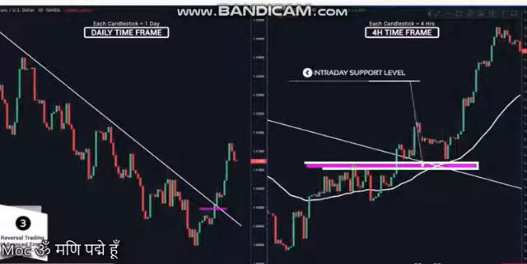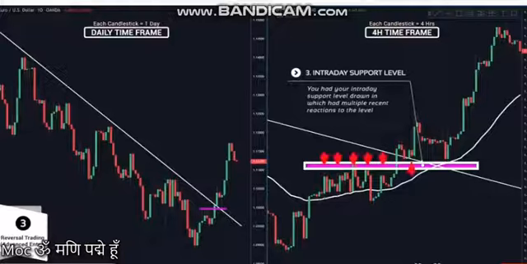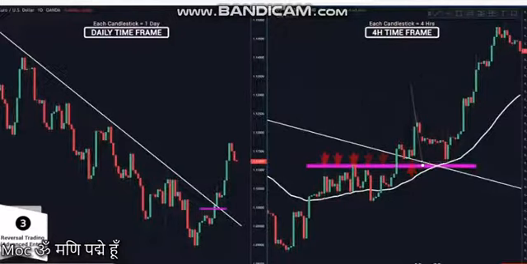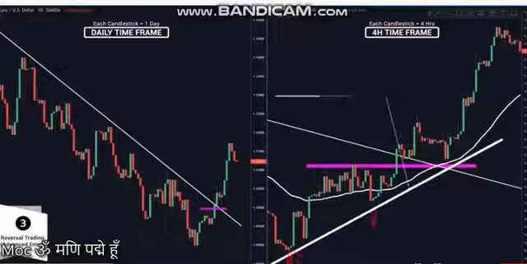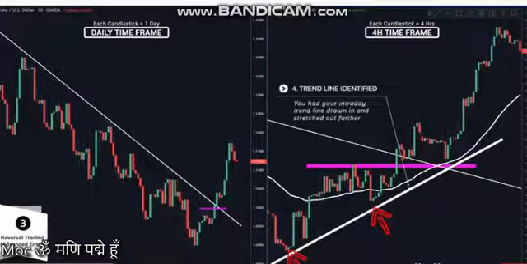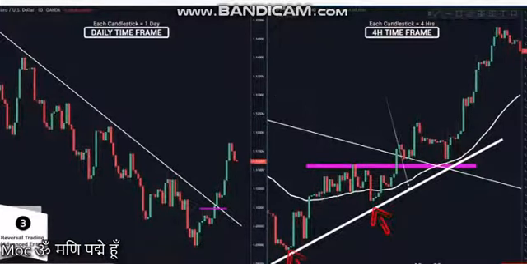3. Here was your intraday support level, as you had multiple reactions right here, so you had it drawn in. 4. Here was your trend line because of these 2 points here, and you had it drawn stretched out further.